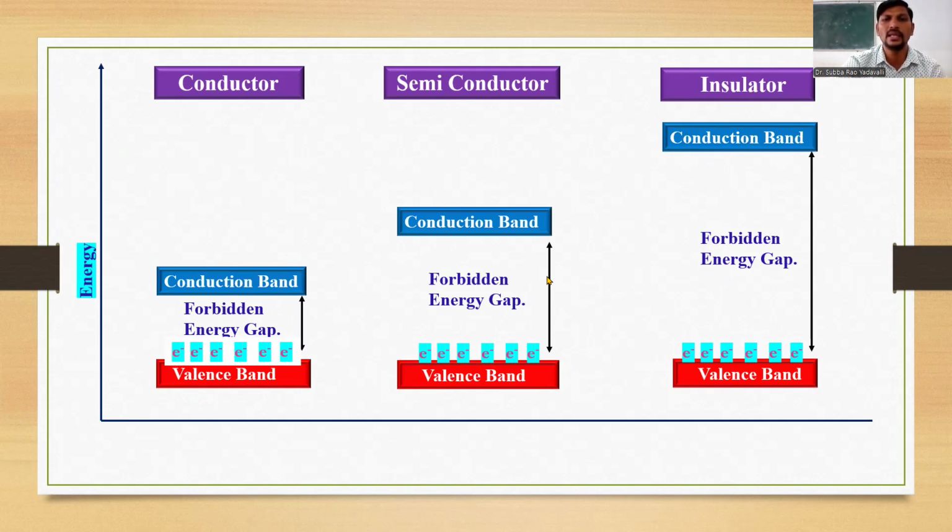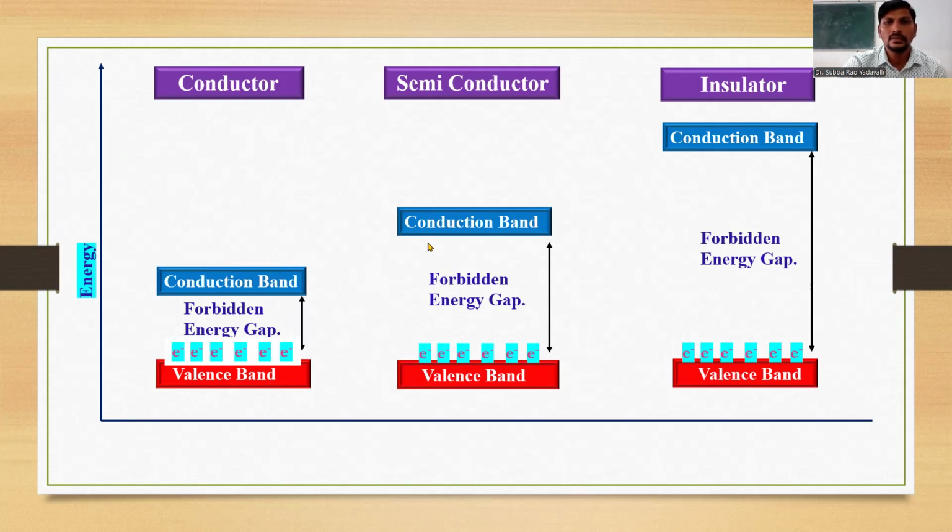This forbidden energy gap plays a key role in the conduction of electricity. In conductors, the distance between the valency band and the conduction band is very low. Sometimes the valency band and conduction band may overlap with each other. That means there is a very small forbidden gap. Such materials have high conductivity.